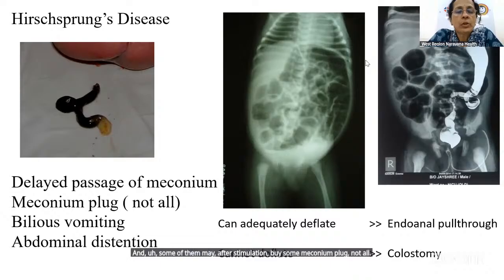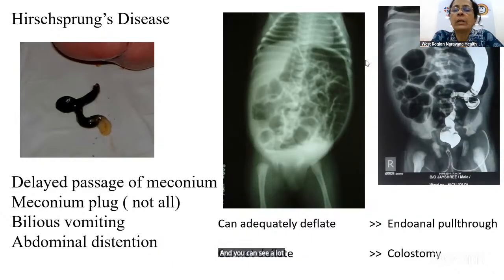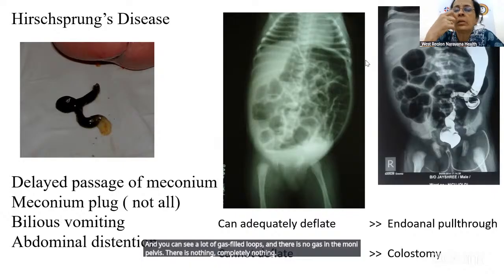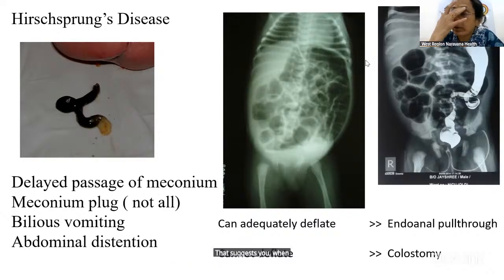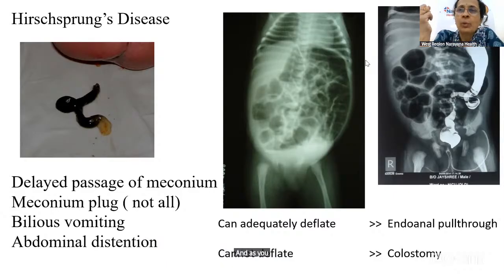So: delayed passage of meconium, bilious vomiting, abdominal distension. An X-ray has been taken, and you can see a lot of gas-filled loops, and there is no gas in the bony pelvis. There is nothing, completely nothing. That suggests, when you do a rectal examination, the anus and rectum grip your finger tightly, and as you withdraw, there is explosive passage of gas, as you overcome the resistance of the aganglionic internal sphincter.